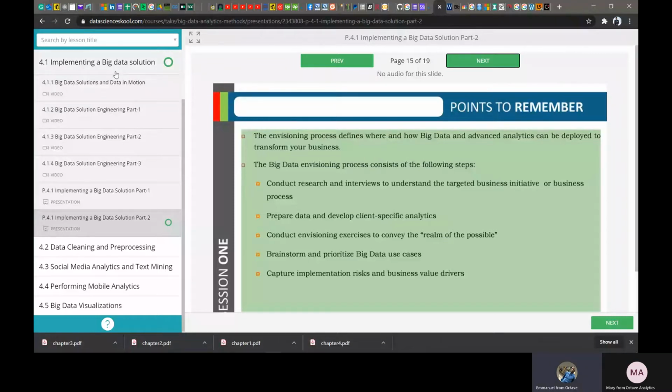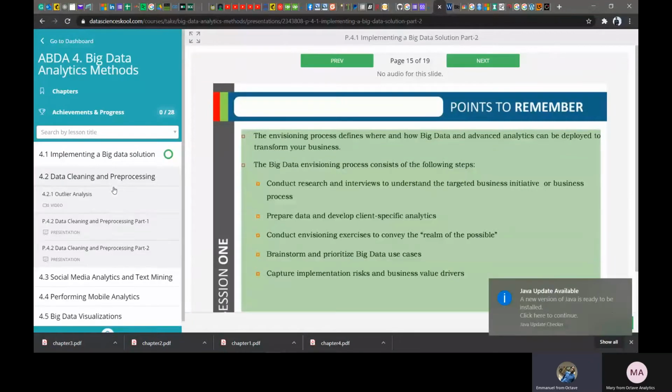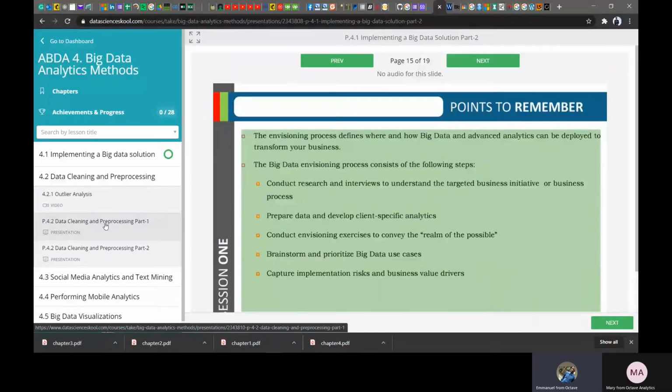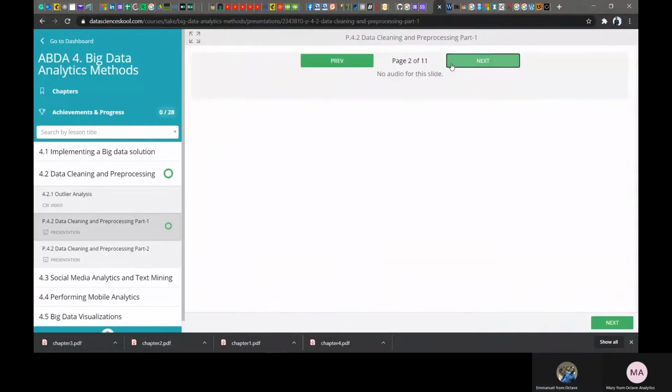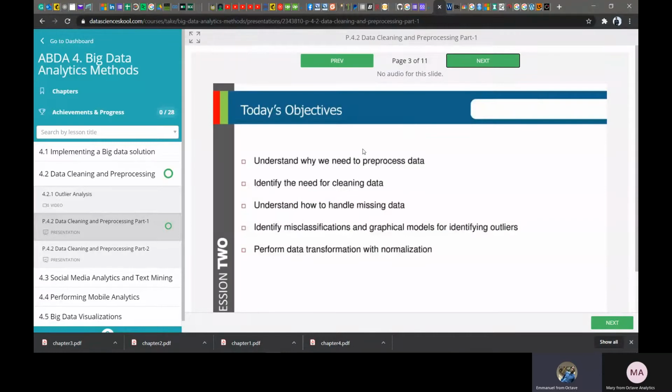I don't think we will cover this next session, but let's see how far we can go in a couple of minutes. So here we are going to be talking about data cleaning and processing, which is very essential. Here we'll be talking about understanding why we need to process data, the need for cleaning data, understanding how to handle missing data, identifying misclassifications, and graphical models for identifying outliers. Also performing data transformation with normalization.